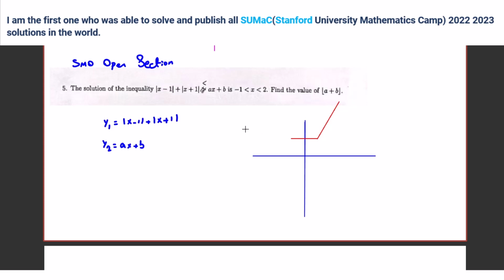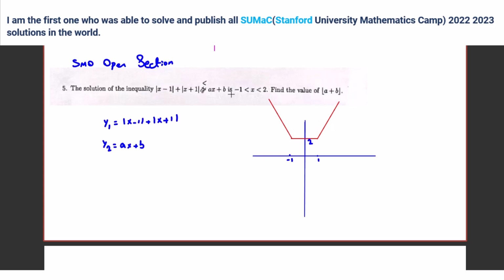Exactly, the first one is 0, negative 1 plus 1, 1 and 1, 2. And if x is less than negative 1, y1 will be what? Negative 2x. Exactly, negative 2x.